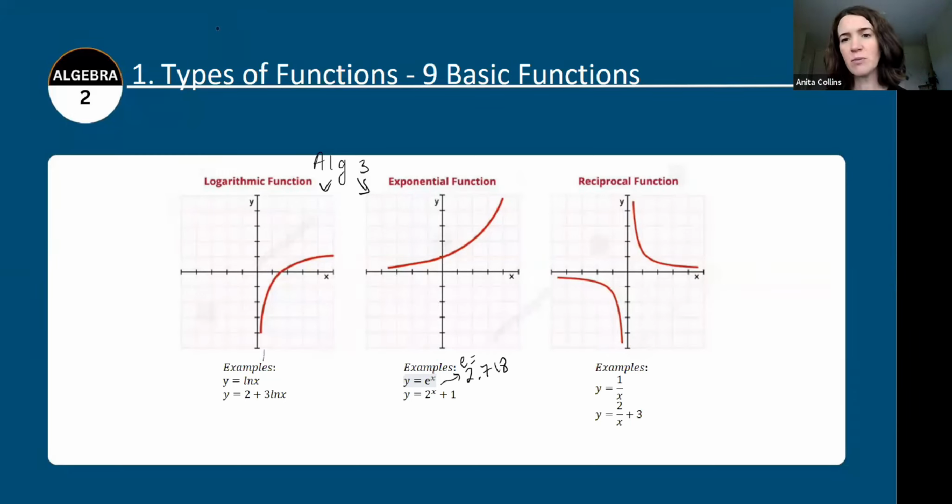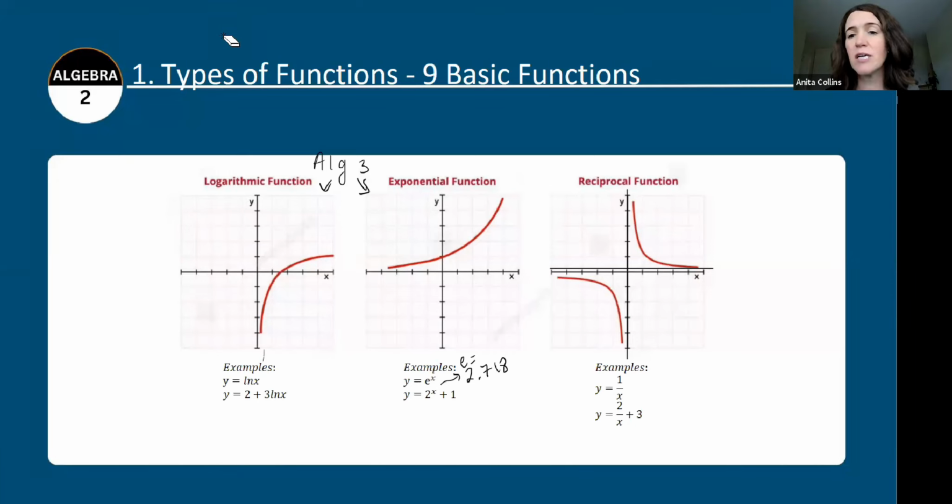So let's have a little look at this one then. This is called a reciprocal function. Now, a reciprocal function has got the x on the bottom of a fraction, the x as a denominator. You'll notice it doesn't exist here, and it doesn't exist here. It has what we call asymptotes in those places. That line should be on the x-axis.